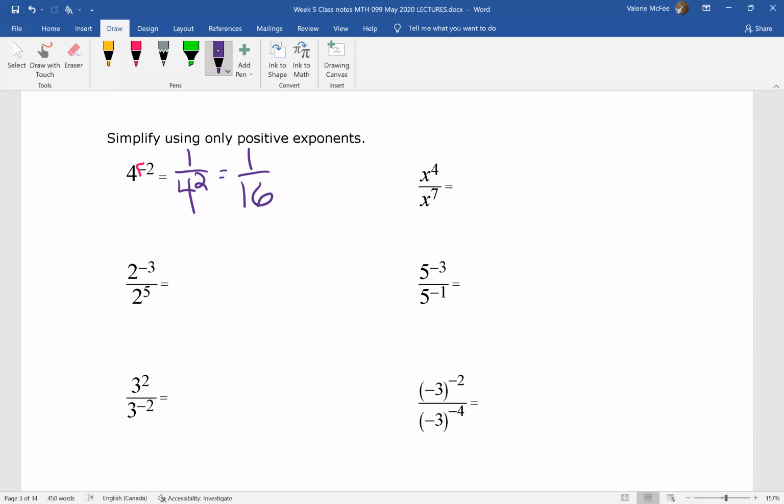There are two ways you could think about the second question. In the first one, we could use our exponent rule that says if we're dividing powers with the same base, subtract the exponents. And now that we have a negative exponent, we know that we need to flip it to the denominator.